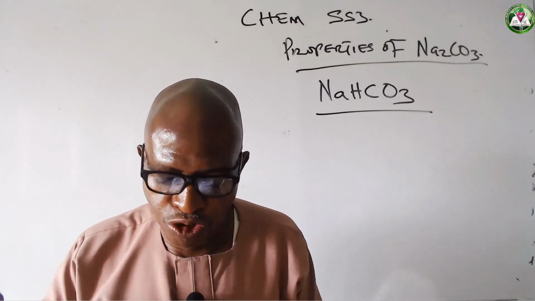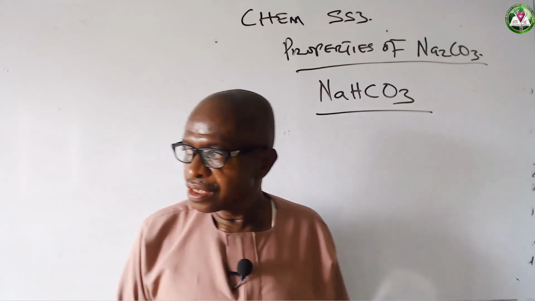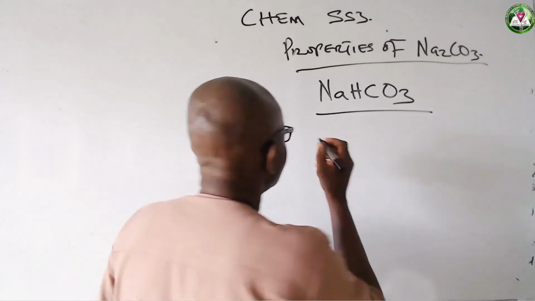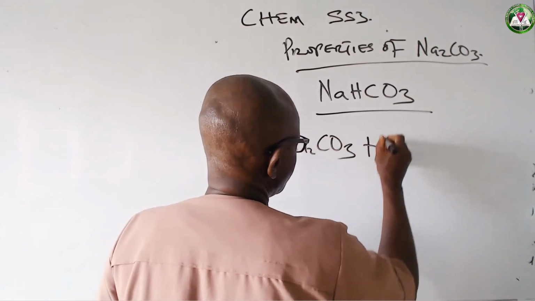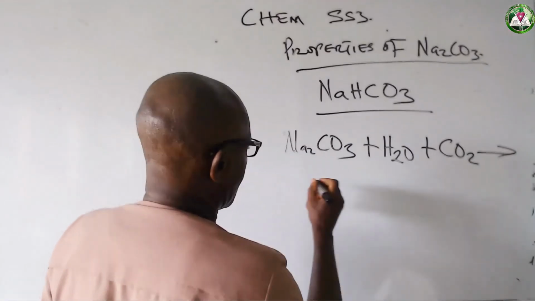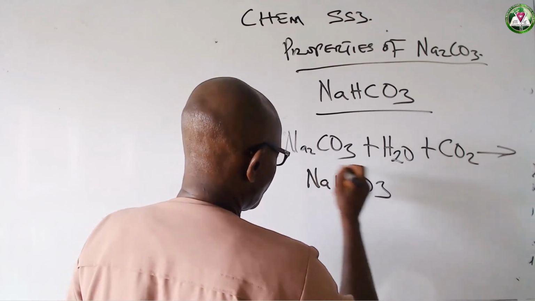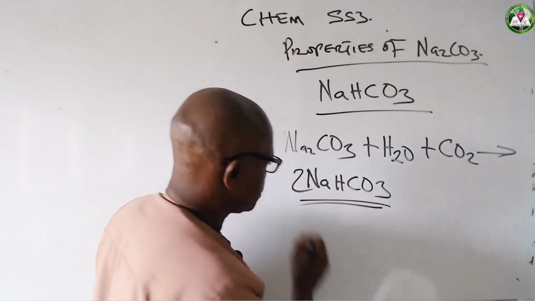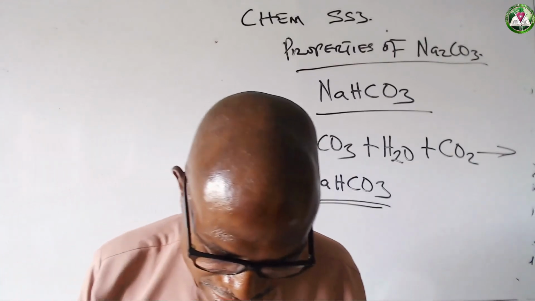In the laboratory, you just produce it by bubbling CO2 in aqueous sodium trioxocarbonate IV, Na2CO3 aqueous, because it contains water, plus CO2. If you bubble it, you have NaHCO3. You have produced your sodium hydrogen trioxocarbonate IV by that method.